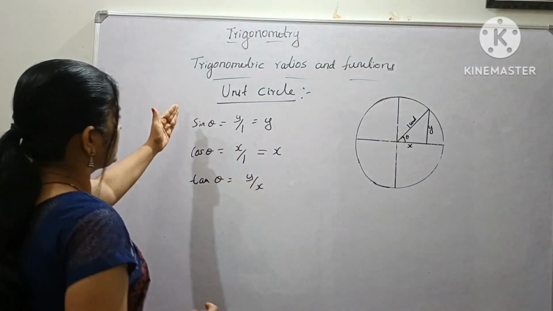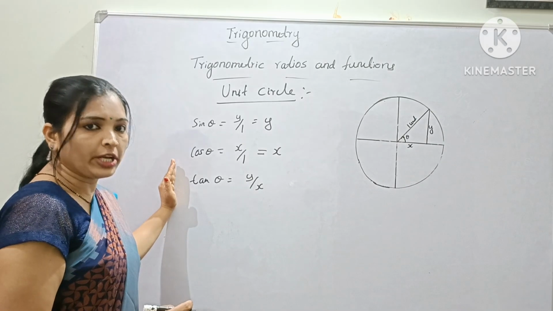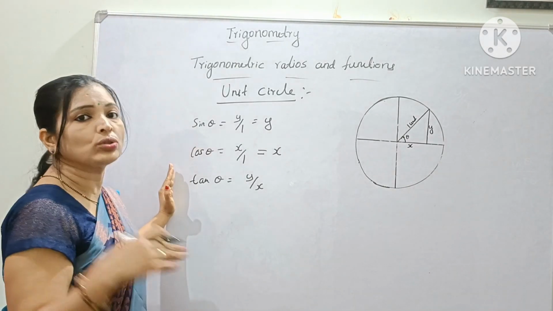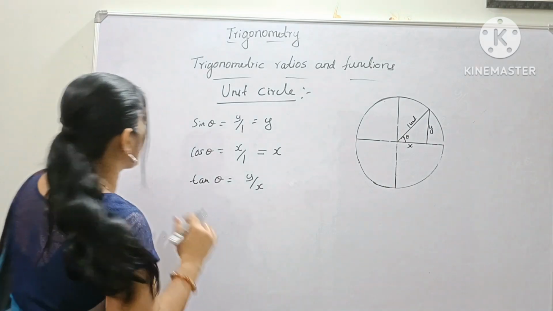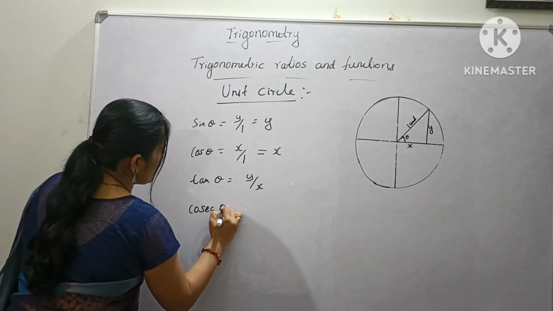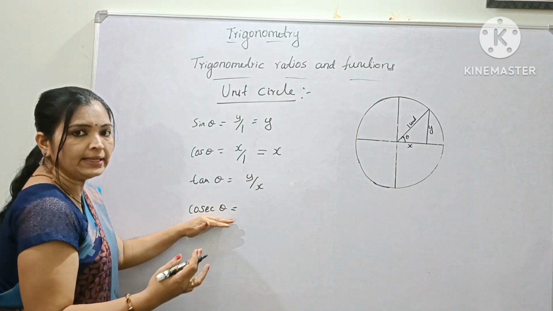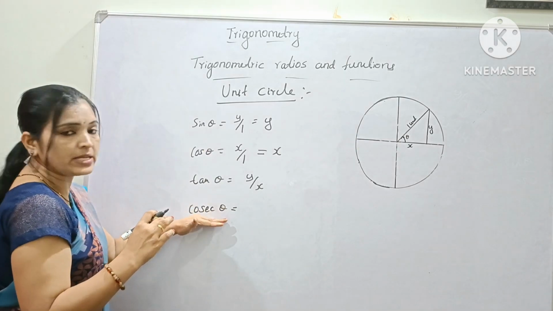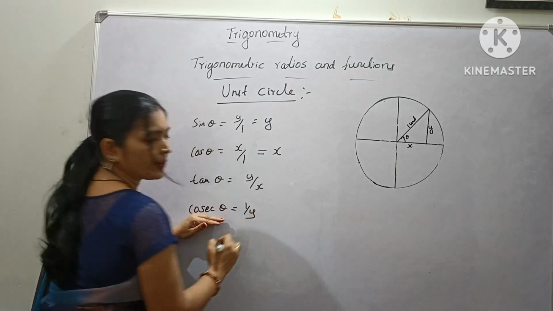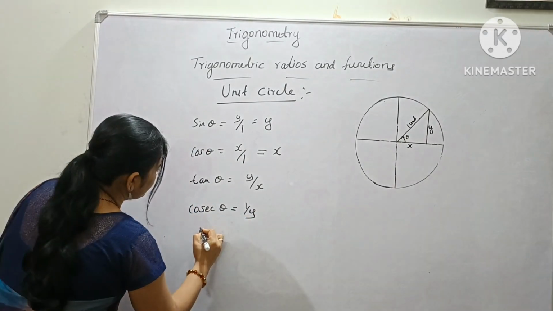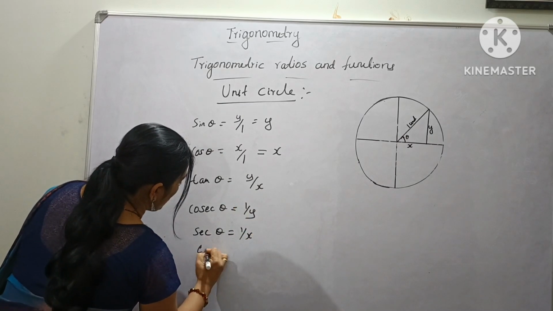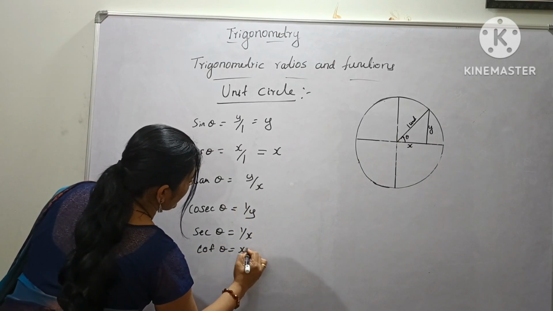Okay, we have got these three trigonometric ratios and their reciprocals. These three have three reciprocal functions, so we can write directly cosec theta, that is reciprocal of sin theta, equal to 1 by y. Next sec theta is 1 by x, and cot theta is x by y.